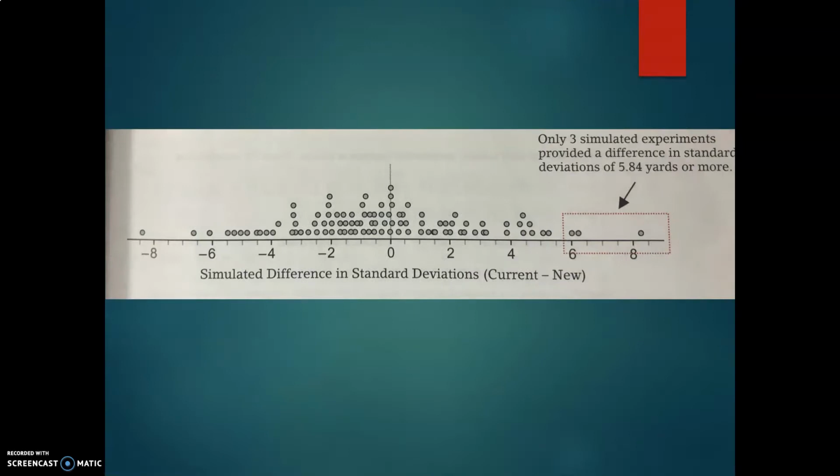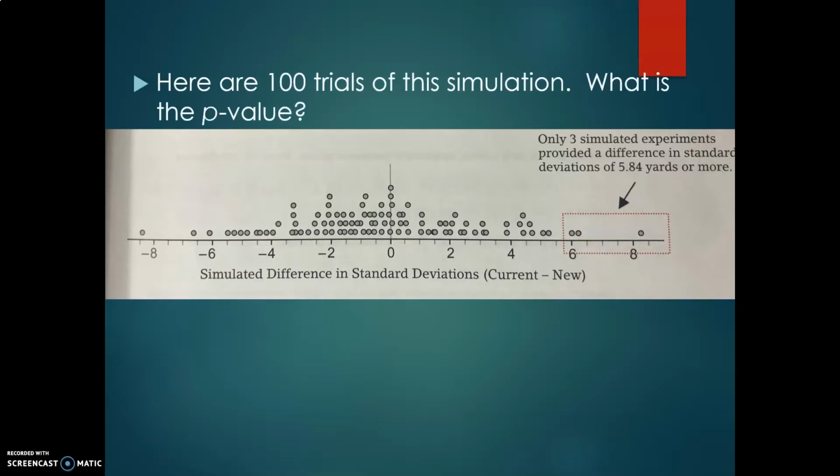Okay, so here is the simulated data. This is the simulated difference in standard deviation for the current versus the new club with 100 trials. We said that our test statistic was 5.84 yards, so we are looking at how often it will be more than 5.84 yards. Our p-value counts only these 3 times, where the difference is 6 and above. All the other times, it's under 5.5. So that's 3 out of 100, which is only 3%.